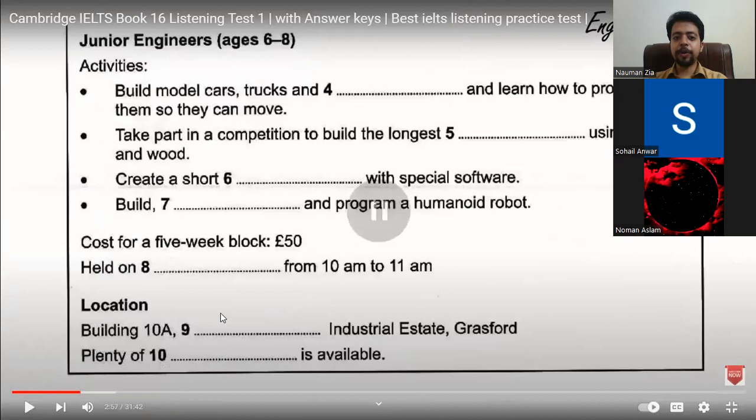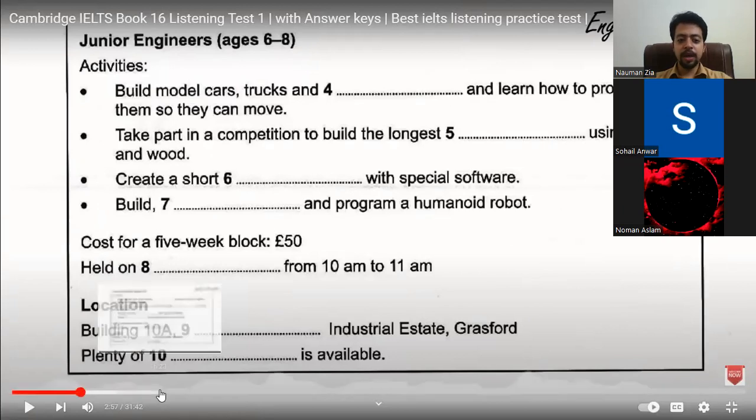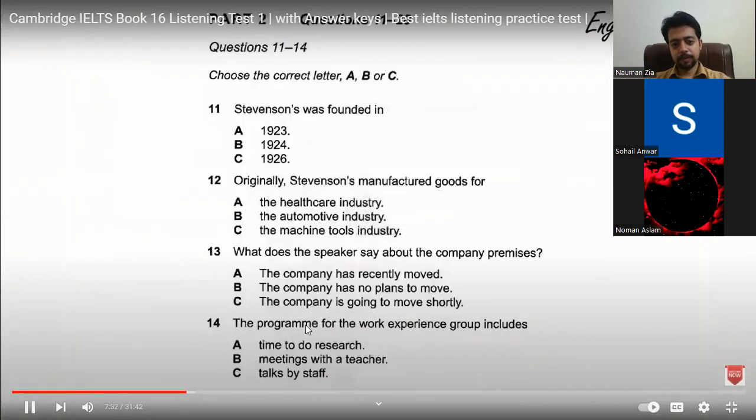Questions 4 to 10. Now you know how to attempt fill in the blanks, okay? I had you do 2 questions, the rest of the questions are all similar. Let's move on to question number 11. Now listen carefully. All right, you have time to look at questions 11 to 14, please. Everyone should read the questions.